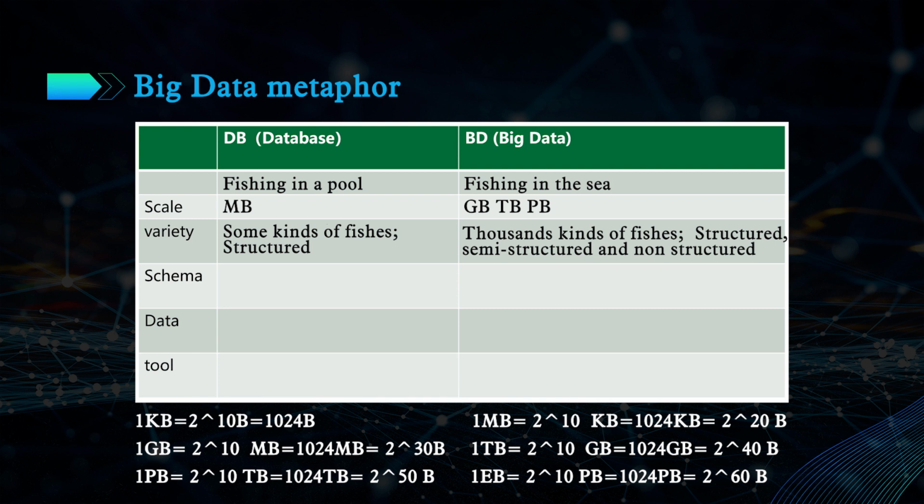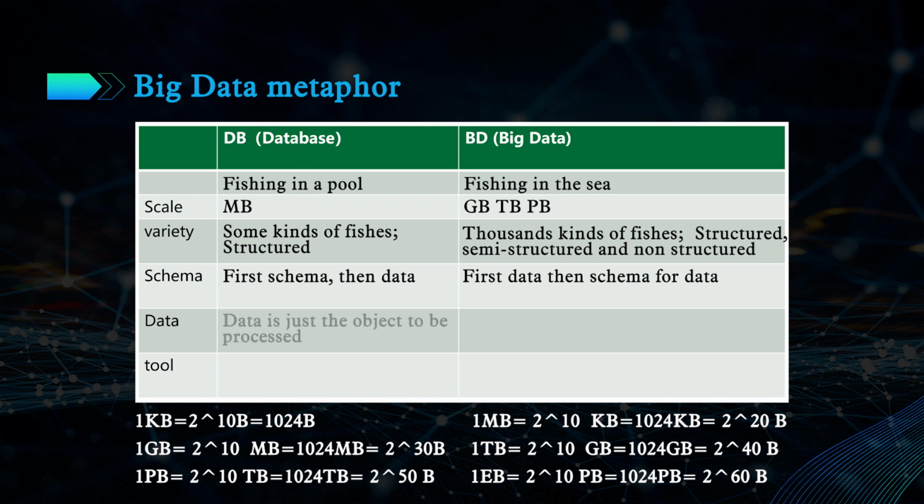Database has its own predefined schema. So it is first schema, then data. But for big data, it is impossible to have a predefined schema. So it is first data, then try to find the suitable schema for the data. In database, data is just the object to be processed. In big data, we can sense other data through some data.